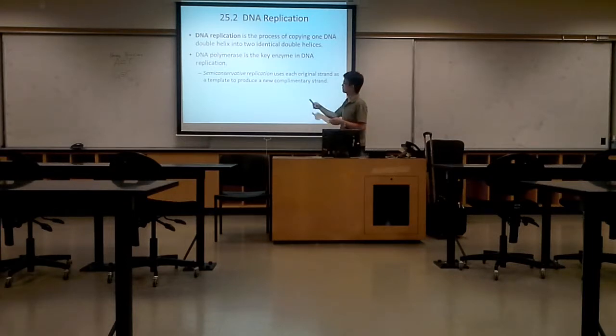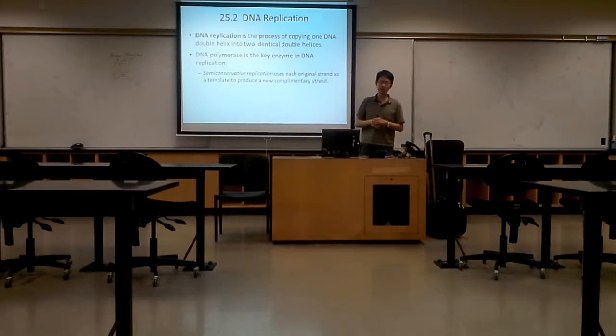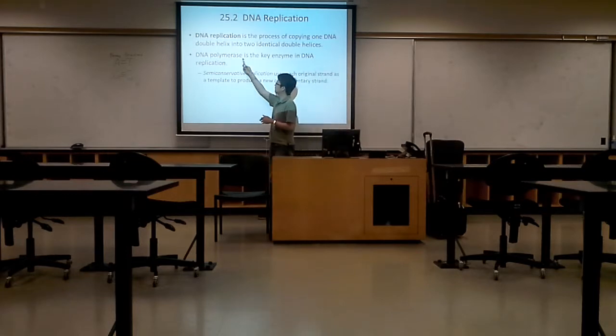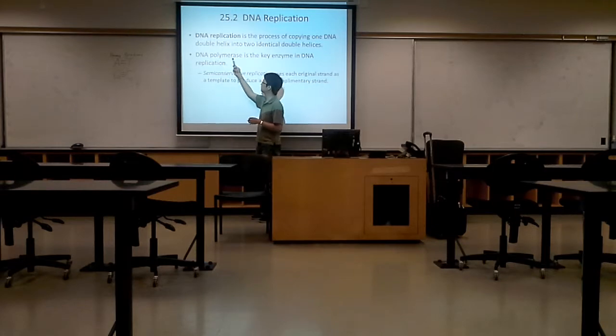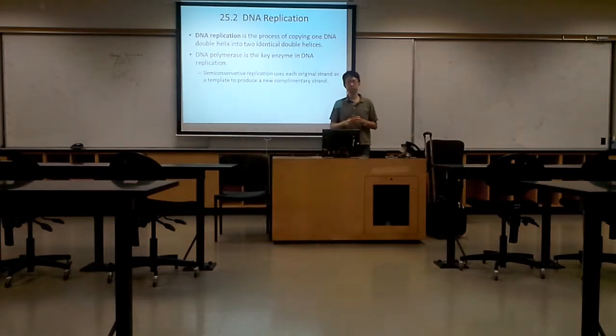And DNA polymerase is the key enzyme for DNA replication. So you need to know the name of the enzyme. -ase means it is an enzyme. Polymer, you know what a polymer is? DNA. So what is the function of this enzyme? It is an enzyme that makes DNA polymer. So basically it connects the nucleotides together and makes the DNA polymer. So this is the function of DNA polymerase.